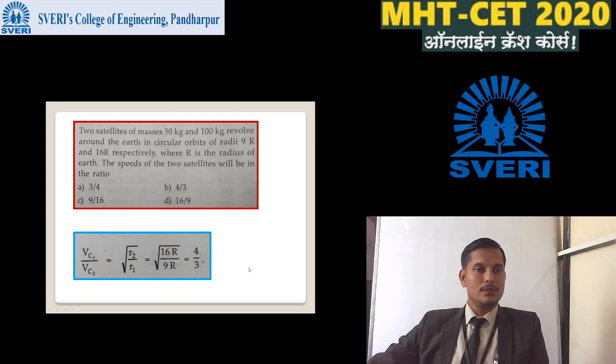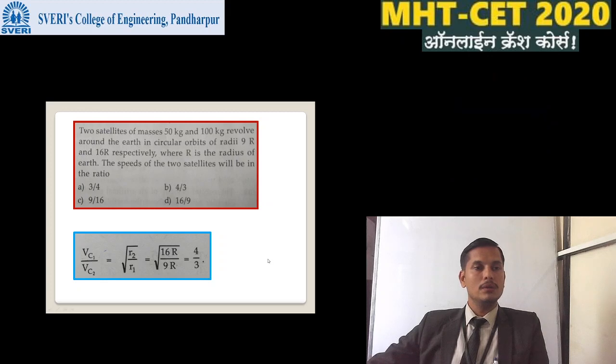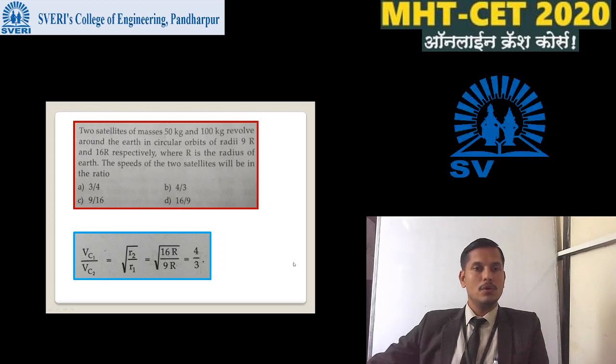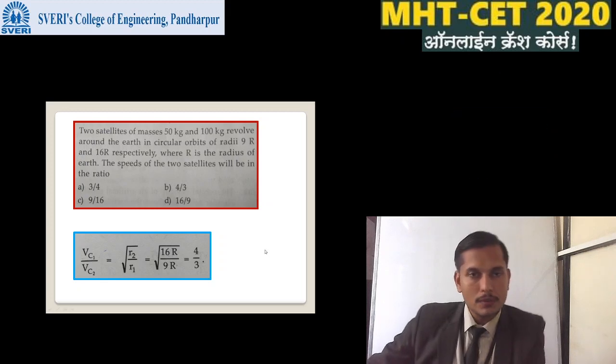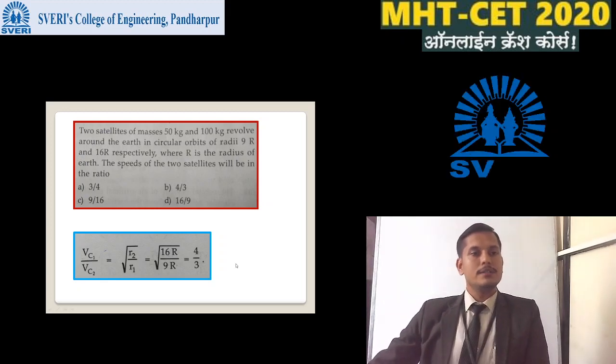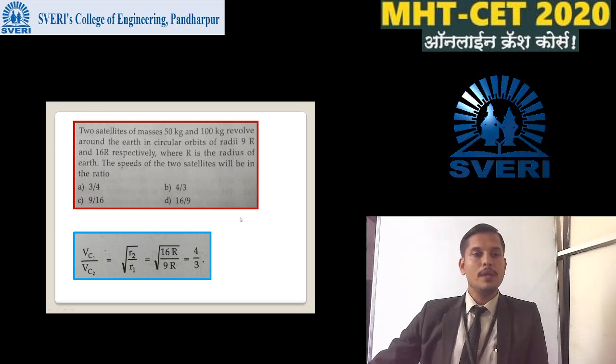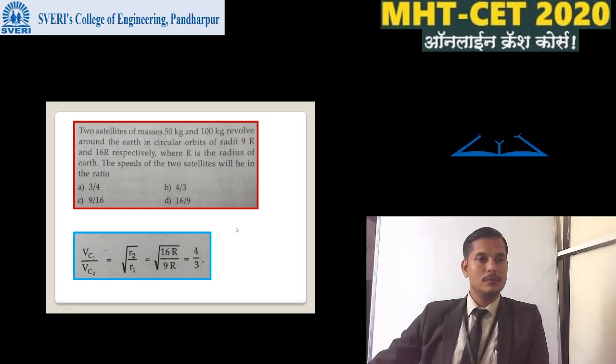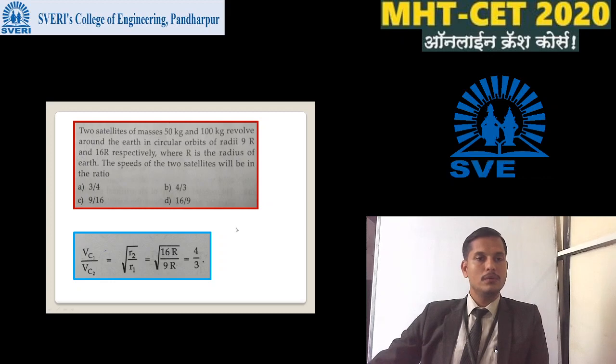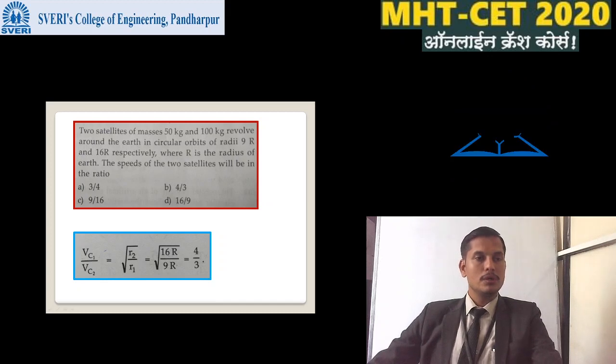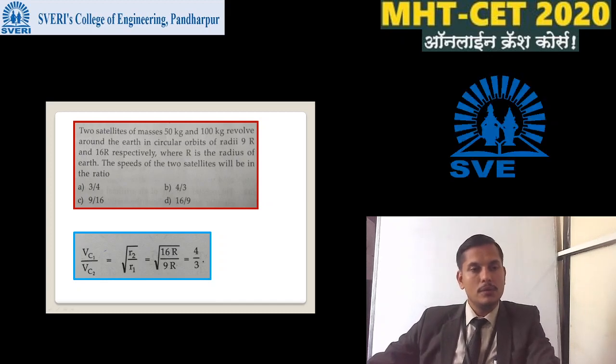Two satellites of masses 50 kg and 100 kg revolve around the earth in circular orbits of radii. So values of radius are respectively 9R and 16R, where capital R is the radius of earth. The speeds of the two satellites will be in the ratio. So we have to consider and determine the ratio for that.